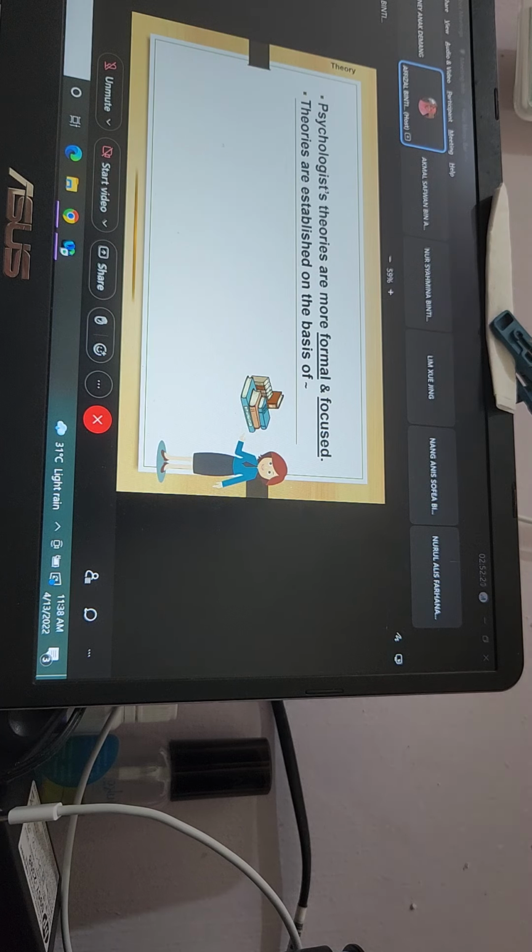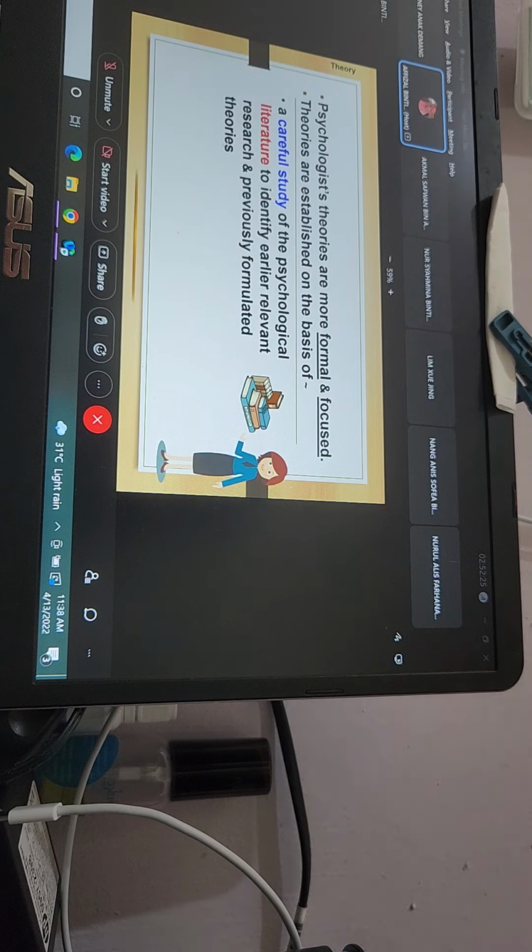Theories are established on the basis of what? On the basis of careful study. When someone wants to develop the theory, the best way to develop the theory is through qualitative research. Because when you do qualitative research, you gain the information directly from the participant, and you collect all the information and analyze all the information. Normally, when we do qualitative research, we will use transcribed verbatims.